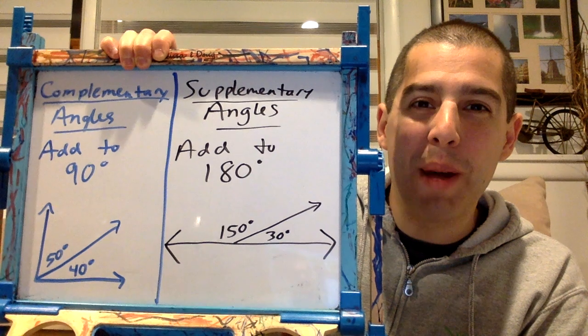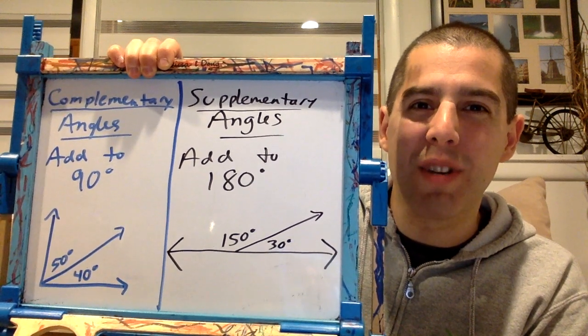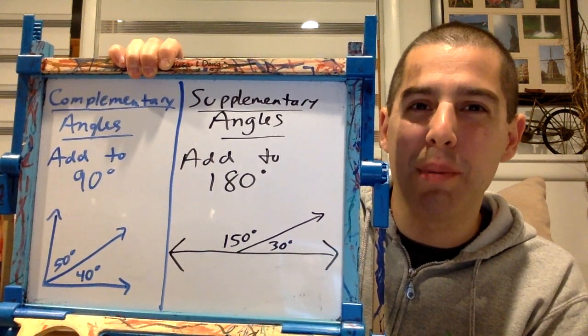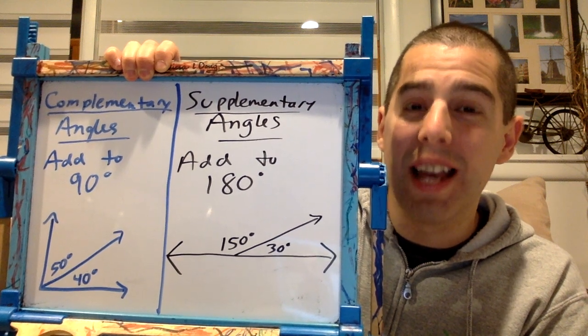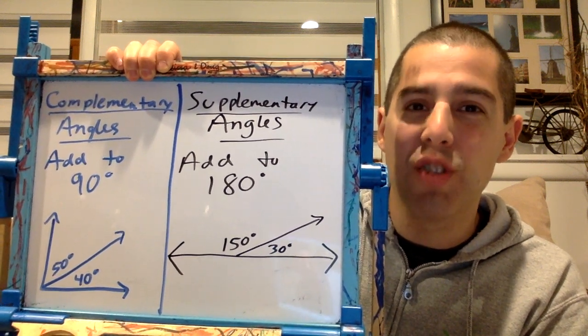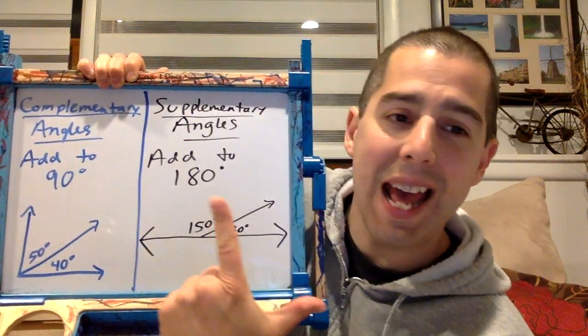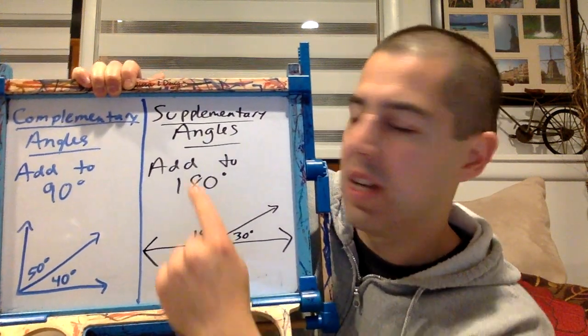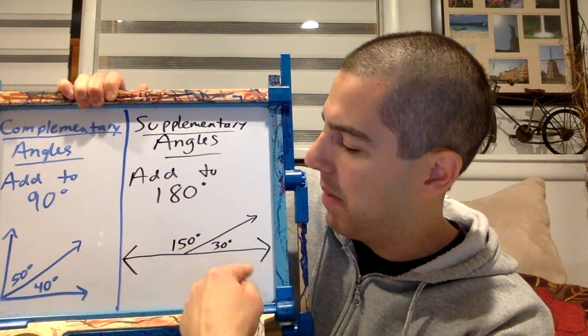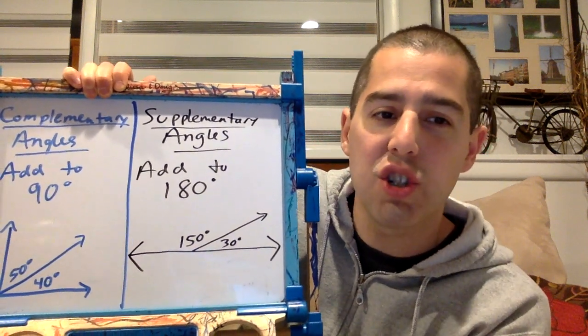But first, remember, the difference between complementary and supplementary angles is that complementary angles add to 90 degrees and supplementary angles add to 180 degrees. Complementary angles look like an L, a right angle. Supplementary angles are made from a straight angle, that is a straight line.